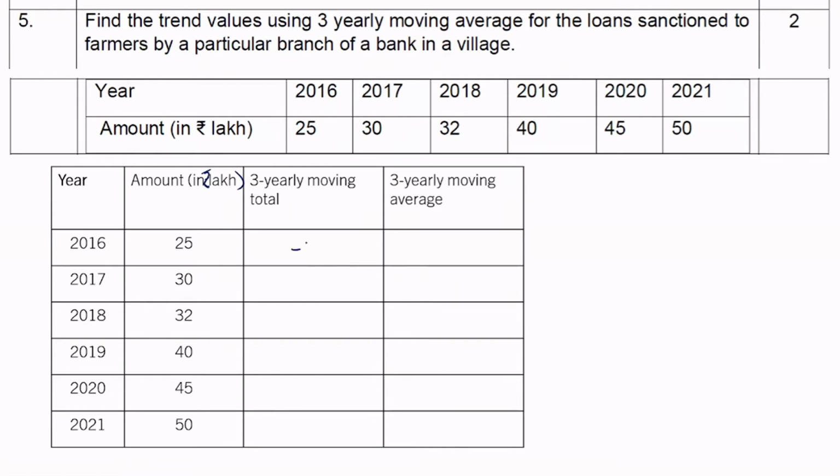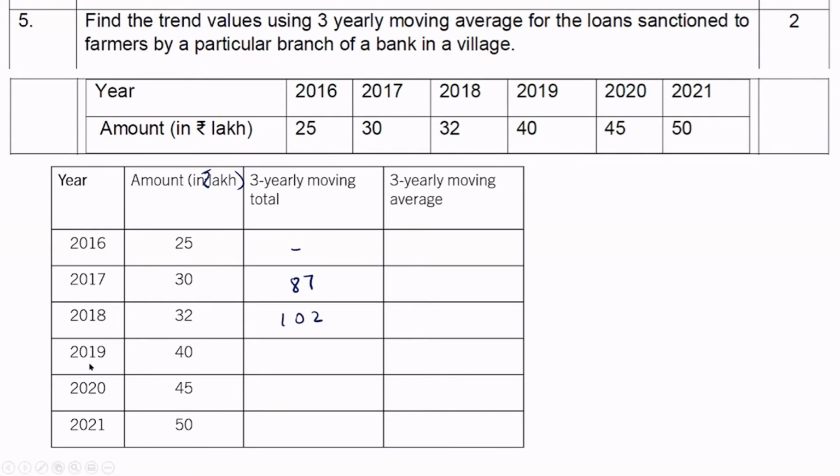So the 3 yearly moving total, leave the first year, then for 2017 it will be the sum of the amount in these 3 years. So these 3 years add up to 87, then for 2018, the 3 yearly moving total is 30 plus 32 plus 40. So this is equal to 102.